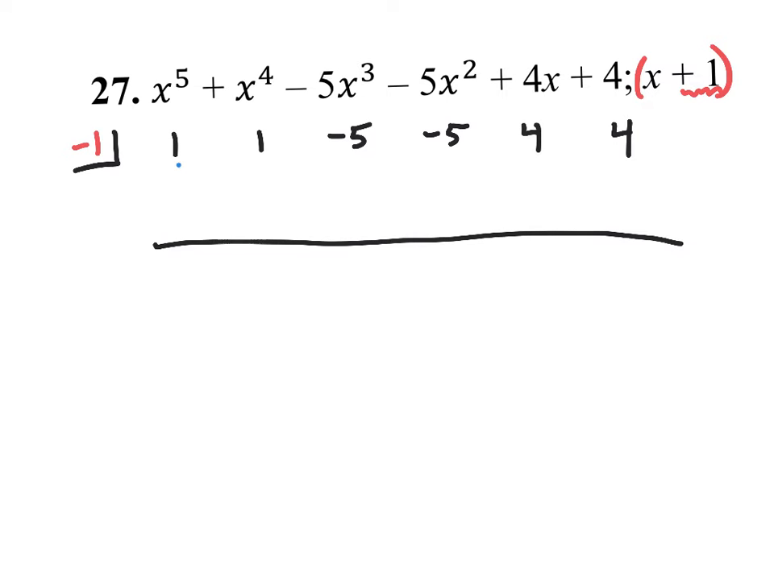Follow me. As I go down, I combine. 1 plus nothing is 1. As I go up, I multiply. -1 times 1 is -1. As I go down, I combine. 1 and -1 is 0.